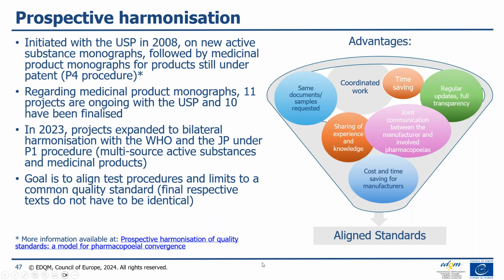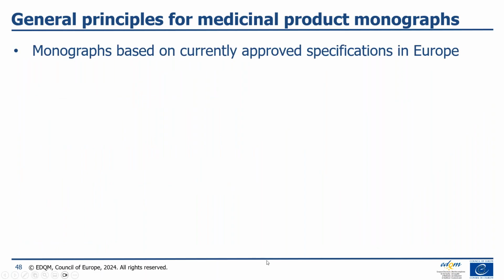So to go into more detail about the general principles for medicinal product monographs, they are elaborated for medicinal products that have been authorized in at least one of the member states of the European Pharmacopoeia Convention. So the monograph specifications are based on medicinal products that are currently approved. These monographs provide shelf life specifications.